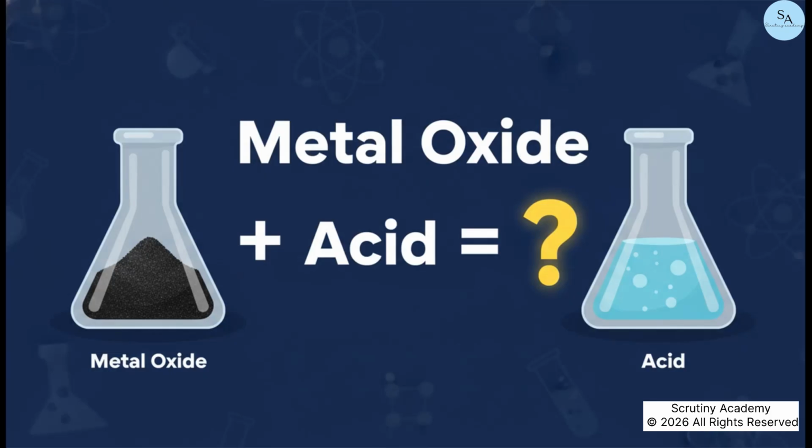So let's start with our main question for today. What on earth happens when you mix an acid with a metal oxide? This is a really fundamental reaction in chemistry. And trust me, the result is something you can actually see happen.